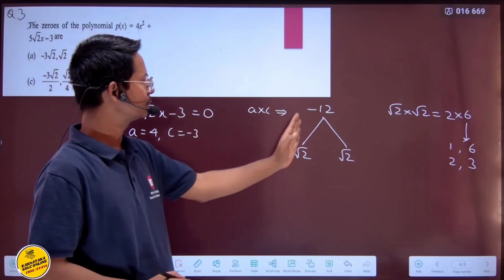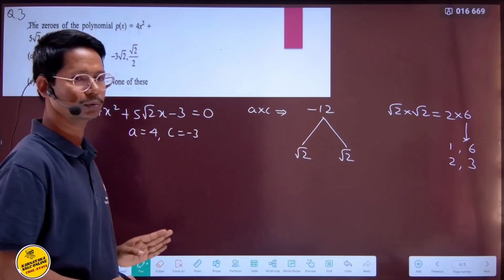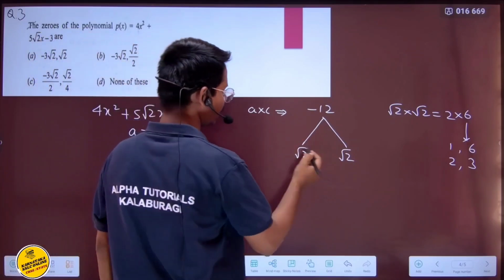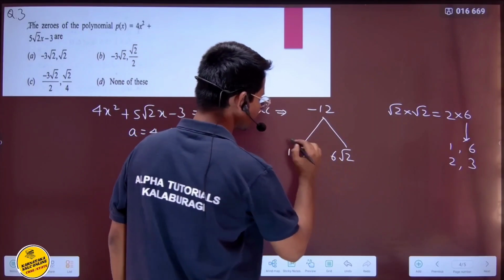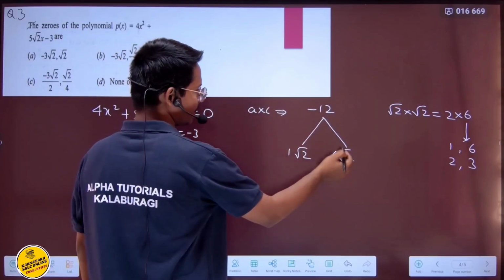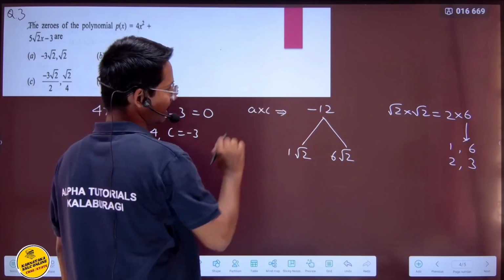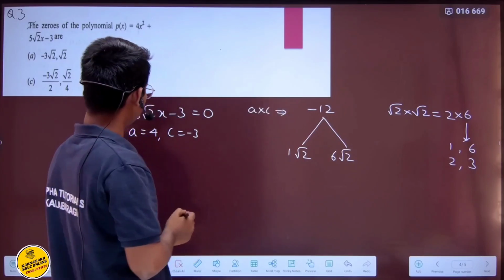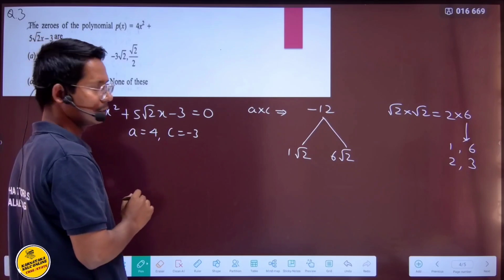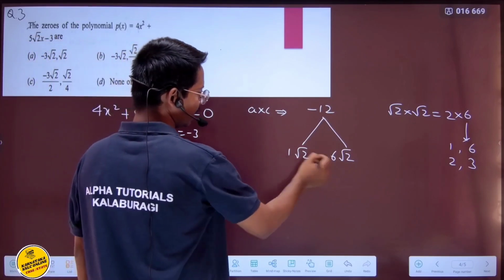Which combination will give you the correct answer? Multiplication should give minus 12, addition should give 5 root 2. Suppose I add 1 and 6, multiplication will give you 12 but I need a minus sign, and I also need a plus 5 root 2. So if I add, I'll get 7 root 2.